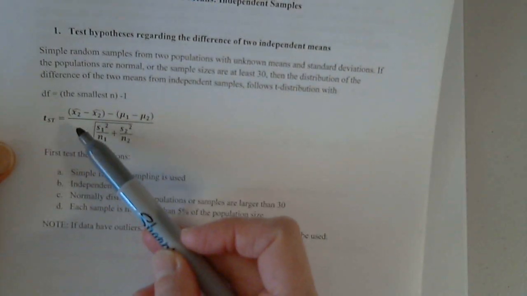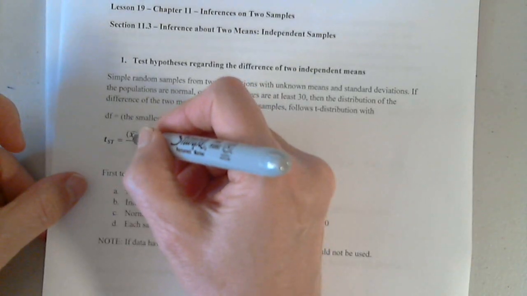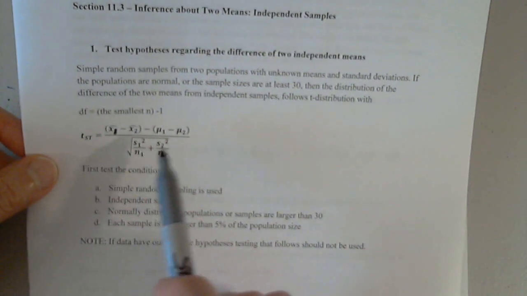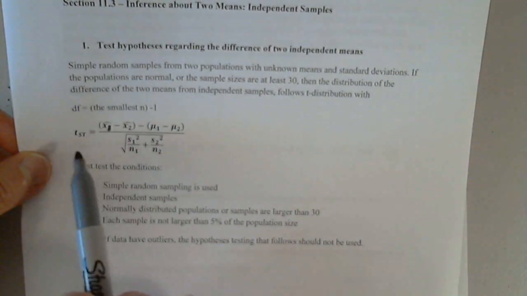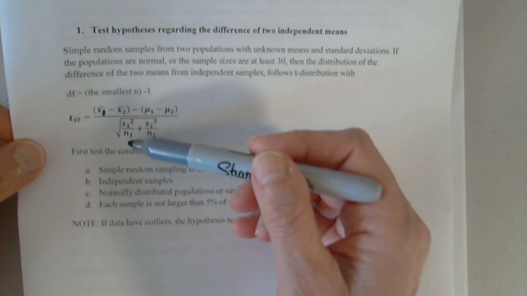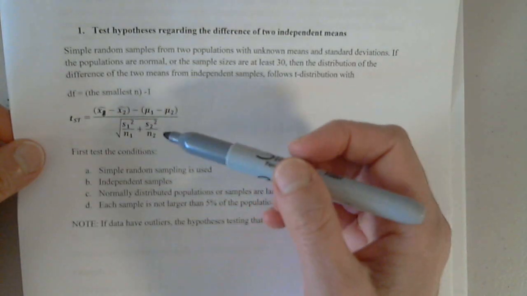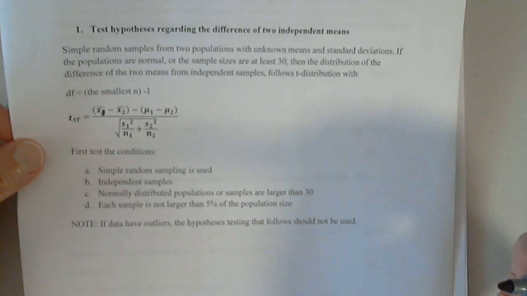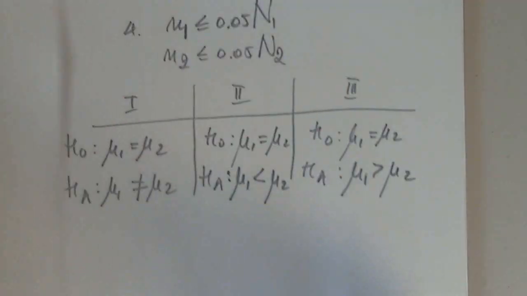And now the test statistic will be this. x1 hat minus x2 hat minus the population means difference, over the square root of s1 squared, the sample 1 variance, over sample size n1, plus s2 squared, the sample 2 variance, divided by the sample size n2. If data have outliers, the hypothesis testing should not be used the way we do it here.